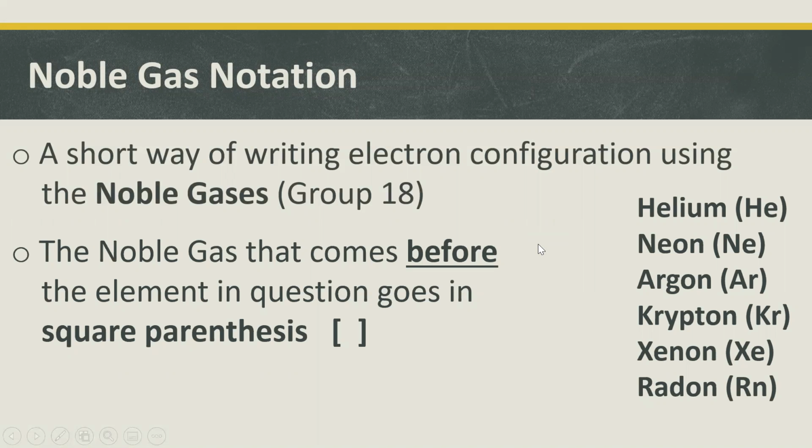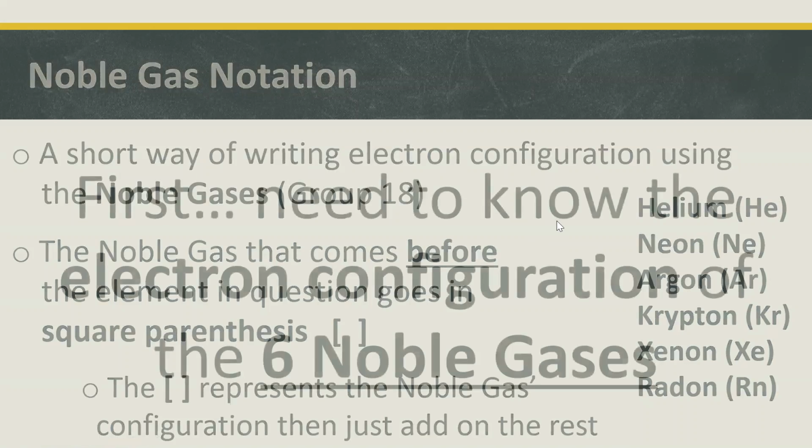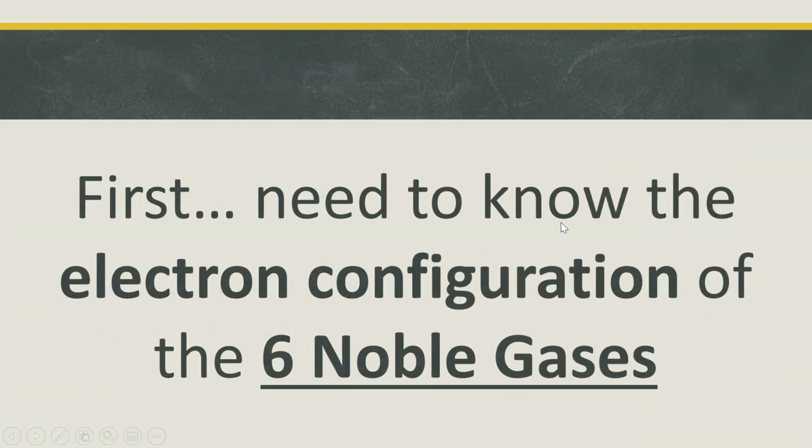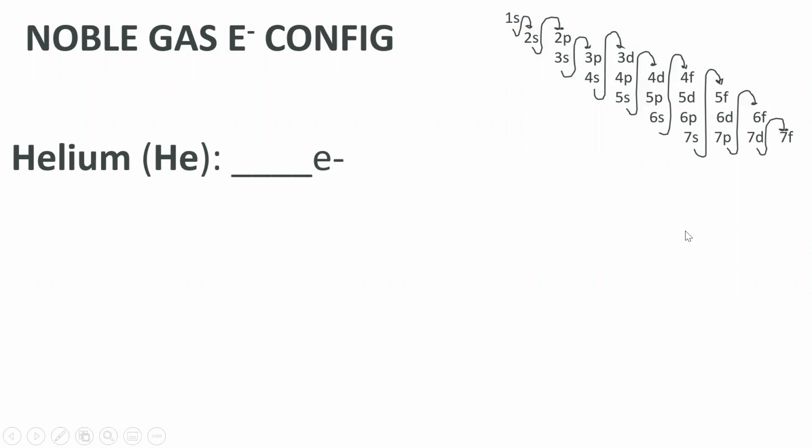And that noble gas's symbol is going to go in squared brackets. The squared brackets actually represent the noble gas's electron configuration with just the symbol, and then you add on the rest. Unfortunately, you first have to know the noble gases' electron configurations. So you're definitely going to want to write these down together so you can refer back to them. For the test, you will be able to use the noble gases and then add on. So this is just the noble gases.